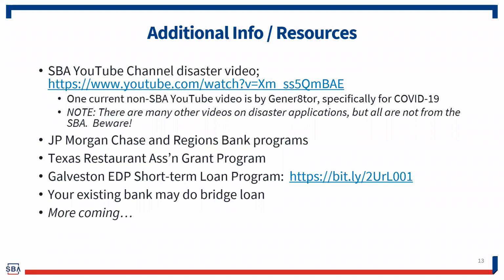So there's a bit.ly address to get you to that, or you can just Google the Galveston Economic Development Alliance, and I'm sure the information is there on their webpage. And if you have an existing banker or lender that you work with, even if it's not an SBA lender, call them. Not only maybe they will be interested in forbearing your non-SBA loan, but they may also be able to do some kind of a bridge loan for you. So I hope that information can be of help to you.